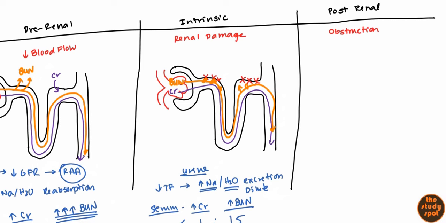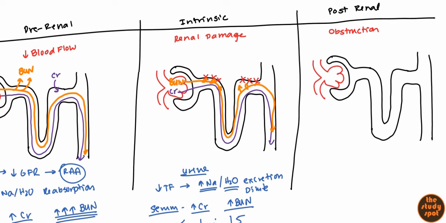Now, post-renal tends to have to do with some type of obstruction at the end. So we'll draw a picture here as well. In post-renal, you have a problem either here at the collecting ducts or even further, say, in the ureter, the bladder, or the urethra. So you can have an obstruction anywhere along this pathway.